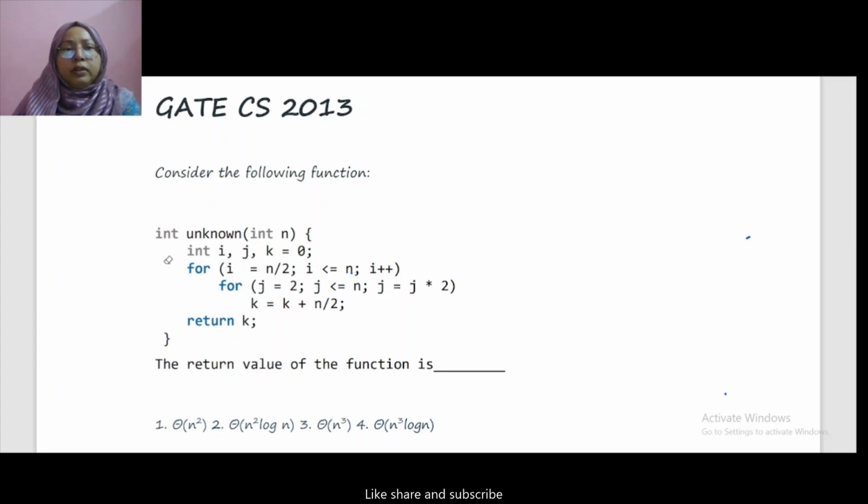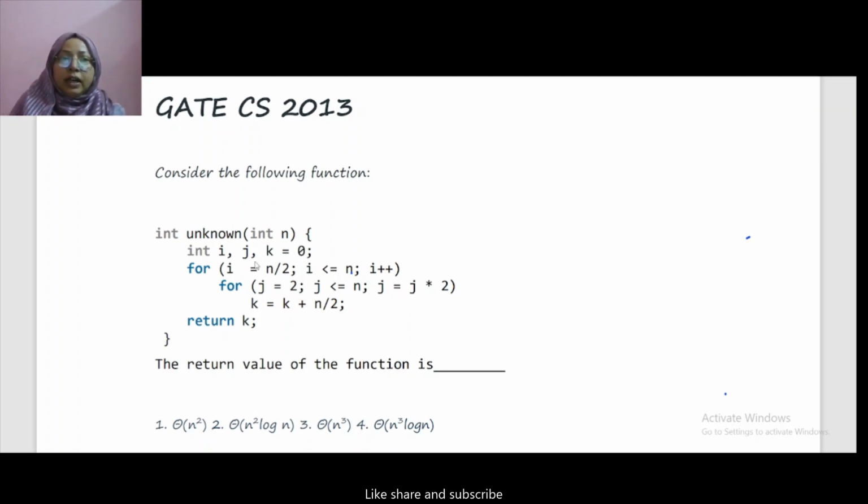So now see what it is asking. The return value of the function is, and the options are given. So you noted that this is not asking about the running time or the time complexity, it is asking about the return value of the function. So see what it will return.